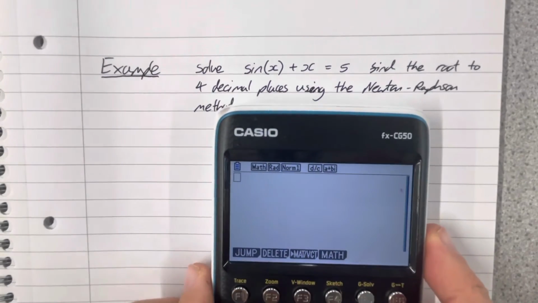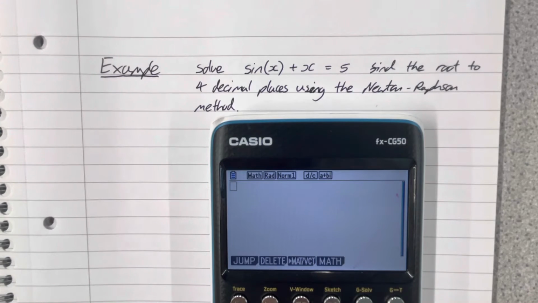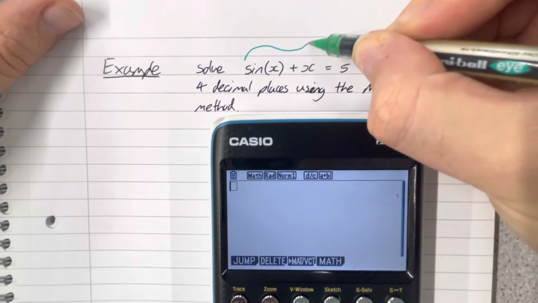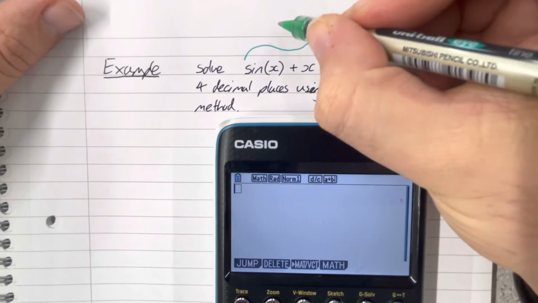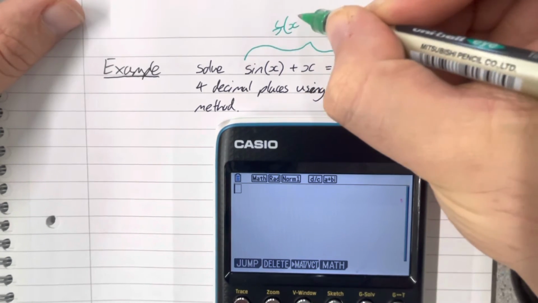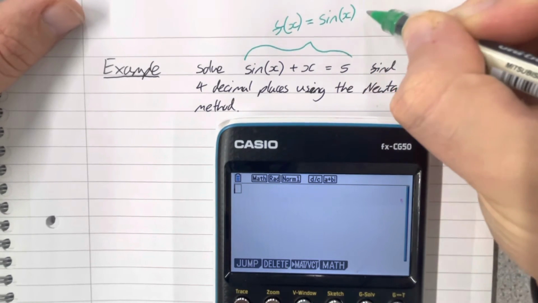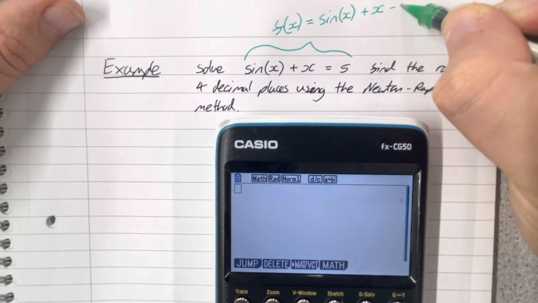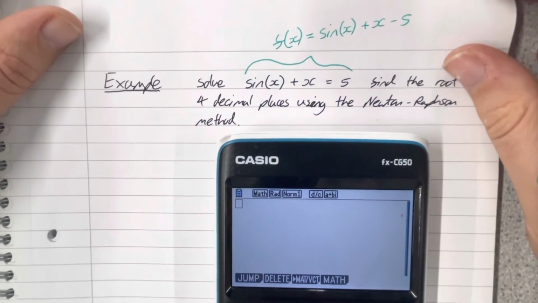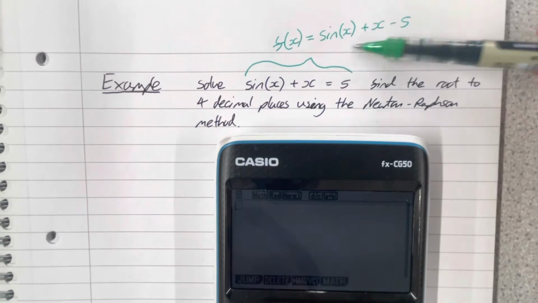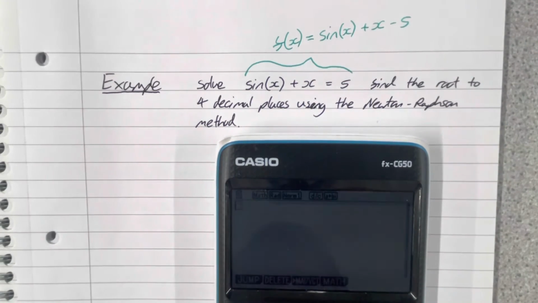So let's just have a look at what this graph looks like. I'm going to graph f of x, and I need to define f of x, because f of x equals 0 is what I'm trying to solve. So f of x would need to be sine of x plus x minus 5. So the equation I'm trying to solve is f of x equals 0. Alternatively, it could be the negative of that, 5 minus x minus sine x. I'd get the same root.